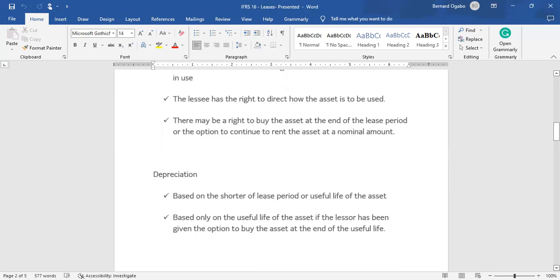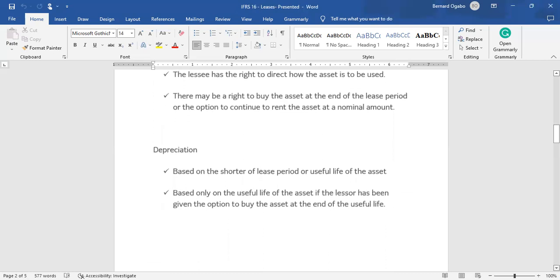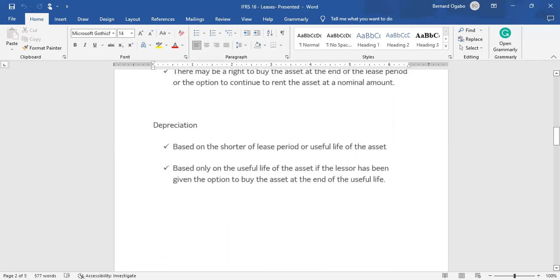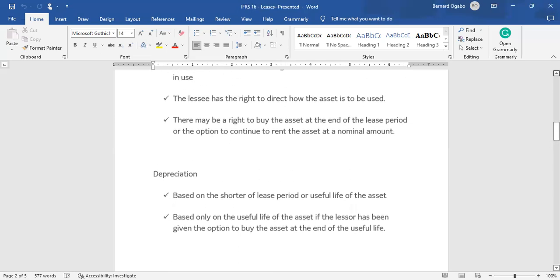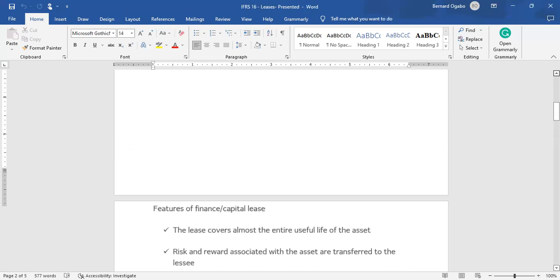Another thing we need to look at under IFRS 16 leases is how do we calculate depreciation? Mind you, we don't depreciate the future value or the present value of the future lease payment.